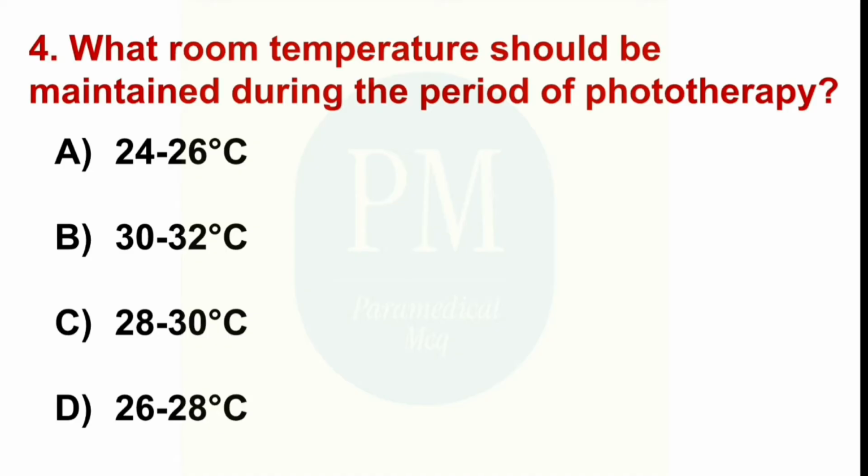What room temperature should be maintained during the period of phototherapy? Option A. 24 to 26 degrees Celsius. Option B. 30 to 32 degrees Celsius. Option C. 28 to 30 degrees Celsius. Option D. 26 to 28 degrees Celsius. The correct option is option C. 28 to 30 degrees Celsius.